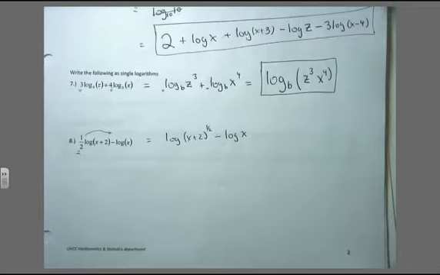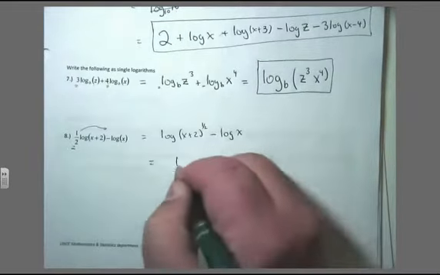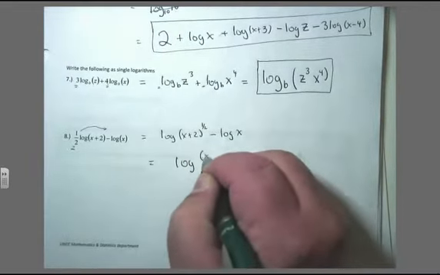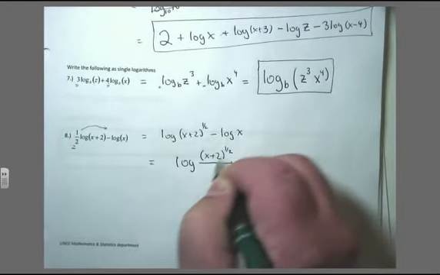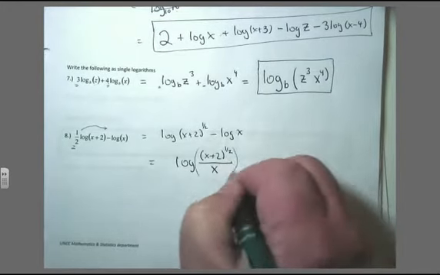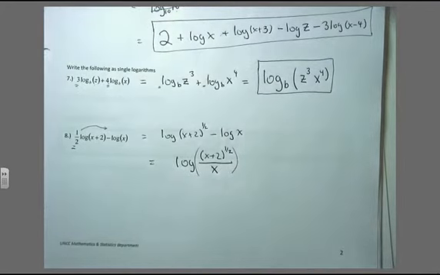Now, subtraction turns into division. So this would be equal to one big log of x plus 2 to the 1/2 power divided by x. And you're taking the log of one big term there. And one last thing. Because I'm trying to prepare you for the cumulative final exam, and this is the kind of stuff they'll do to you on a multiple choice question, they would clean it up one further step.